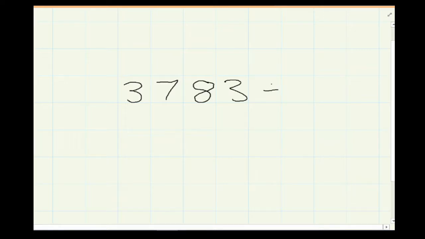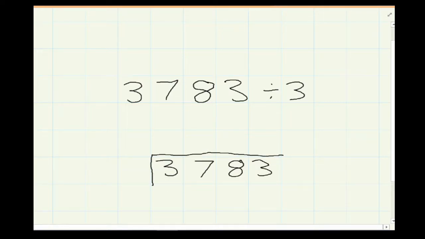3,783 divided by 3. So the first number goes inside the bus stop. It's usually the biggest number. Usually, not always. But the first number in the question goes inside the bus stop. So you start at the beginning. How many 3s fit into 3? Exactly 1. 3 goes into 3 one time. How many 3s will fit into 7? 3, 6, 9. That didn't work. That's too many. 3, 6. It is 2. So I counted up to 6, but that says 7, which means I have 1 remaining.